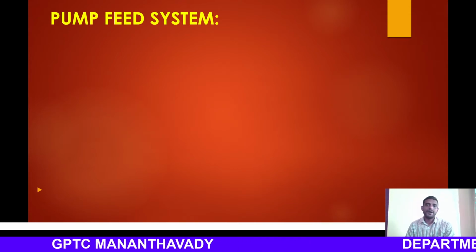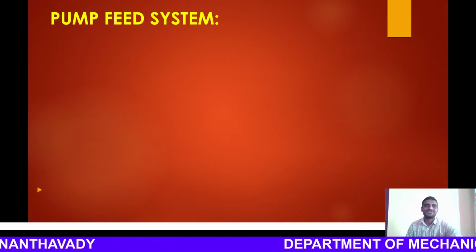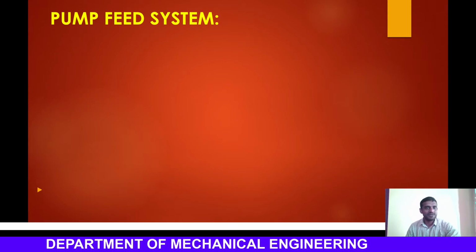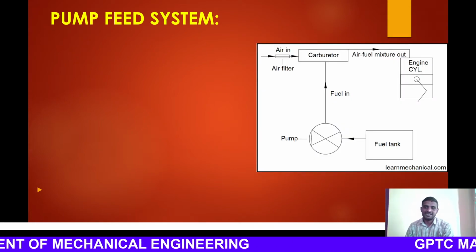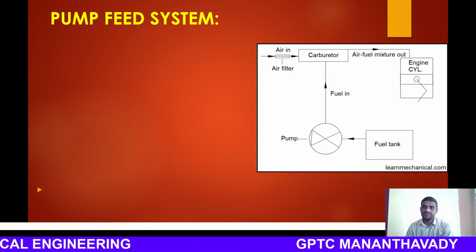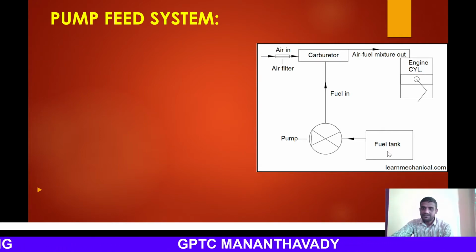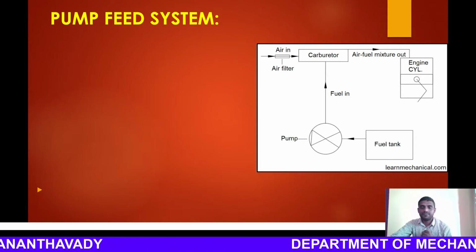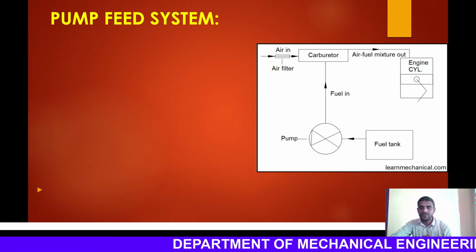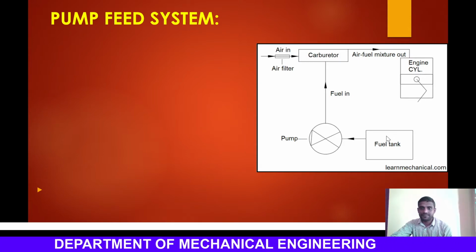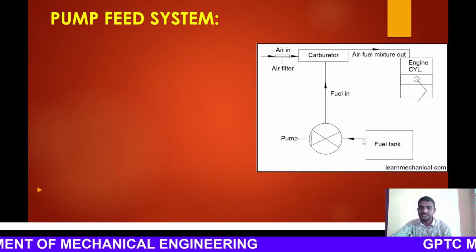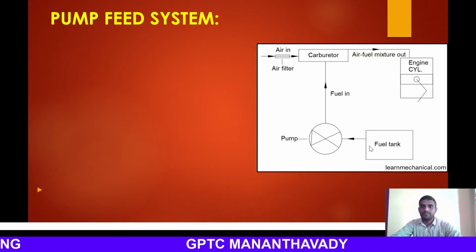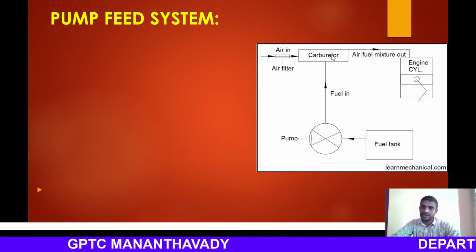And next is the pump feed system. I think it is clear from the name itself, because pump feed means here we are using a pump to feed the fuel. This is a schematic representation of a pump feed system. Here you can see the fuel tank, and there is a pump which is connected to the fuel tank. What is the purpose of this pump? The pump is used to deliver the fuel in the fuel tank to the carburetor. The fuel from the fuel tank is delivered to the carburetor by using a fuel pump.